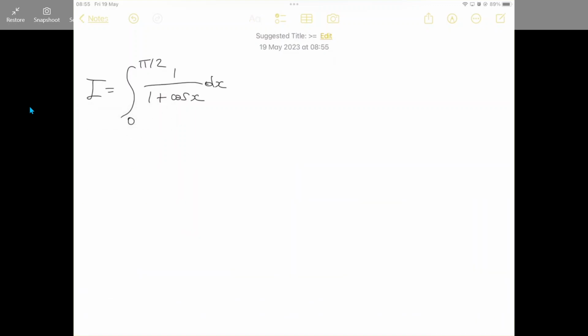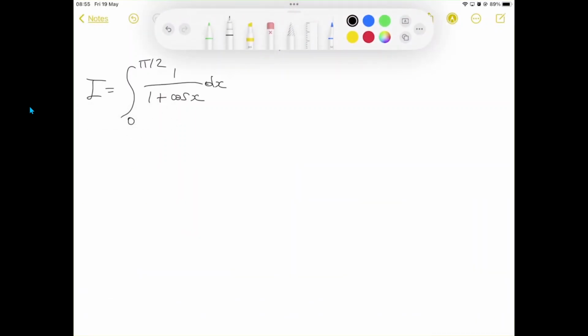If we have this integral here, let me just set up my stuff. This is the integral. I'll read it out. The limits from 0 to pi over 2 of 1 over 1 plus cosine of x dx. How do we do this? Now, I want to show you multiple ways to do it.